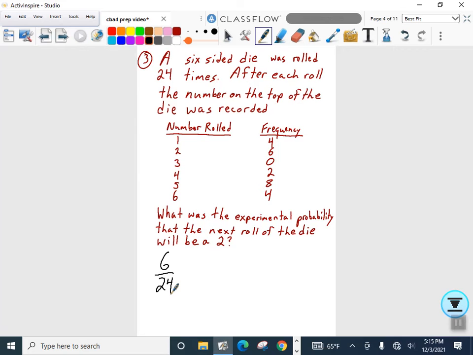We can simplify this, and the way we simplify is we want to find the largest number that will divide into the numerator and the denominator evenly. So I like to take the numerator, and I want to see if the denominator is a multiple of that numerator, and it is. So therefore, I'm going to divide both the top and the bottom by 6, and that's going to give me 1/4. Then I can build my decimal and my percent.